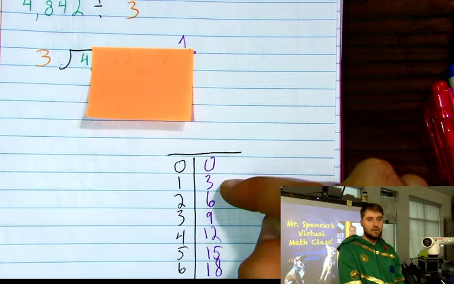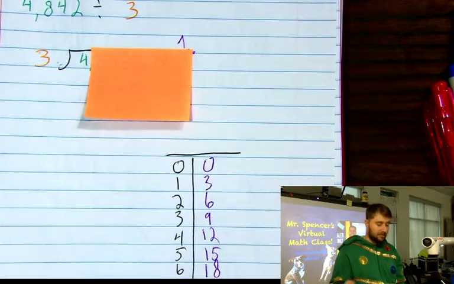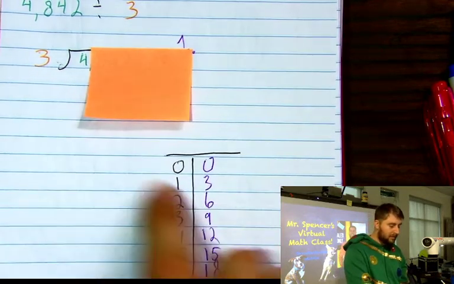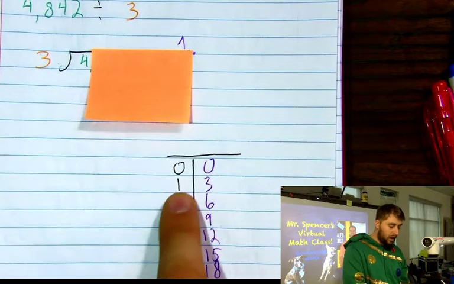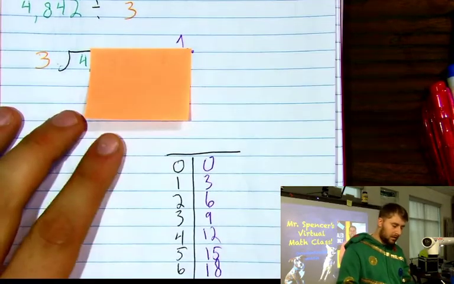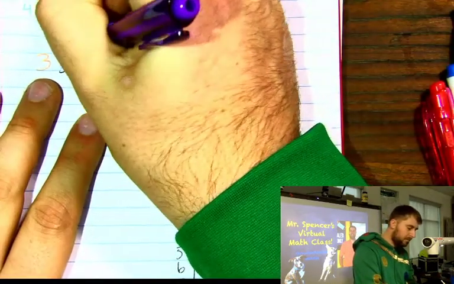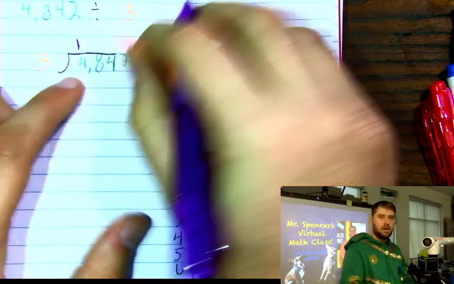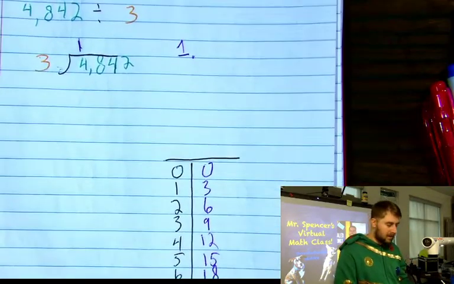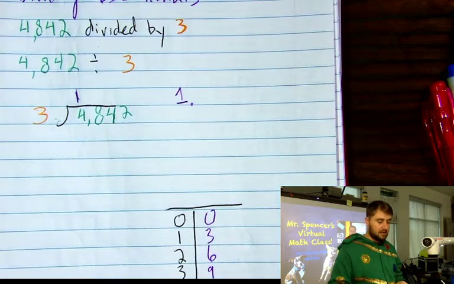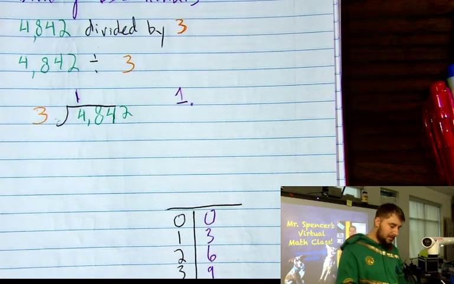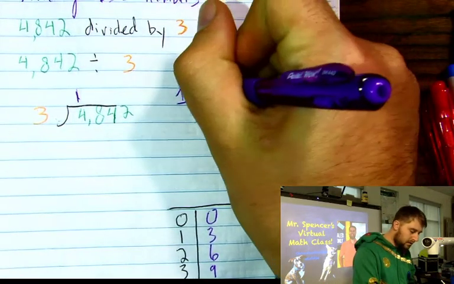So 3 will be the closest without going over because 6 is more than 4. So that means 4 divided by 3 is 1. Okay, 4 divided by 3 is 1. So we put the 1 up on top, right above the 4 in the thousands place. Our place value is going to stay in the same spot. And our first step was to divide.